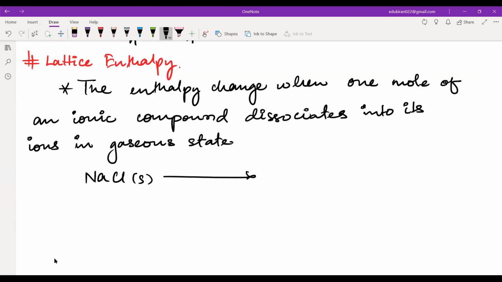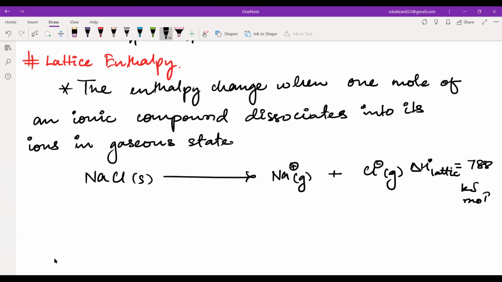ionic solid, and break this apart into Na+, that is a gaseous ion, plus Cl-, a gaseous ion. Now this will be the delta H0 lattice, and for NaCl this is equal to 788 kilojoule per mole. This is shown as delta H0 lattice.